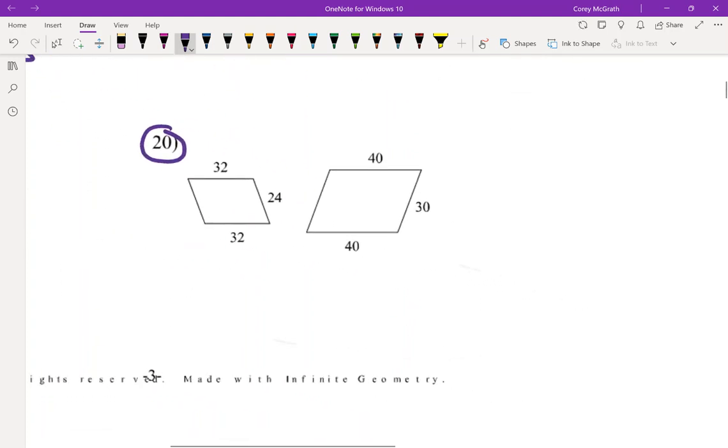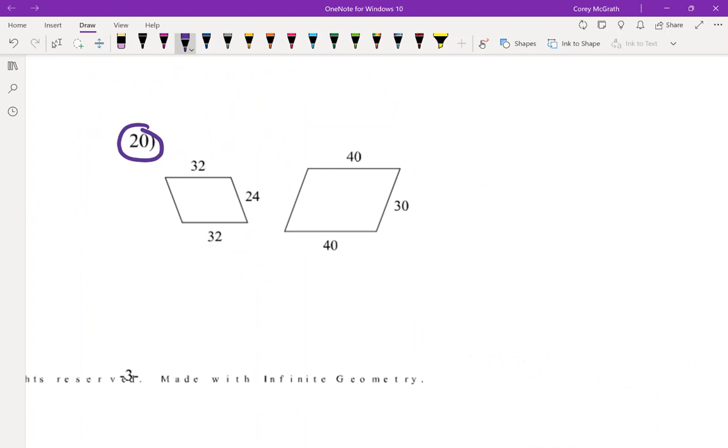I got stuck on this question today because I didn't read the instructions. I mean, it's obvious that this is the bigger side. It's obvious that this is the bigger side. So I do 32 over 40.